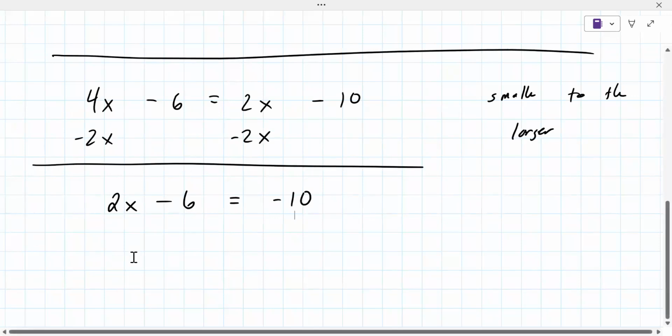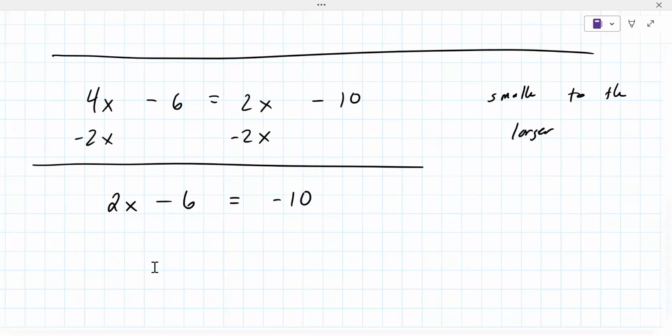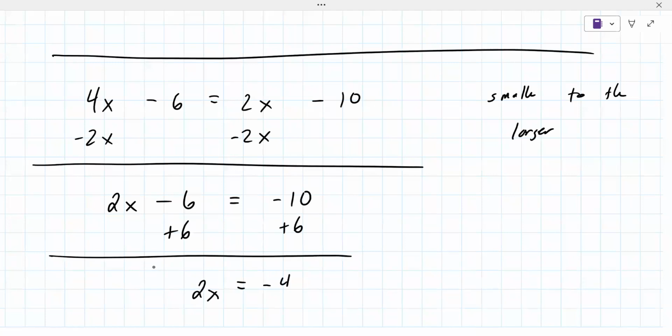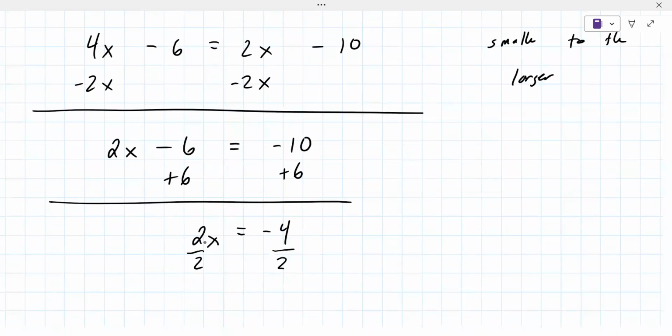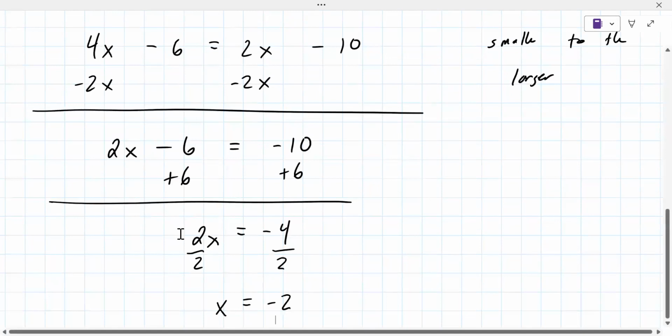Now what did you do? Then I add 6 to both sides. Okay, so what does that become? -4. Divide by 2, x equals -2. All right, that's a little different than what you told me, but that's okay. Let's have you try another one here.